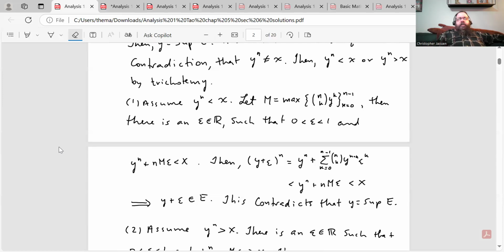Then there is an epsilon in R such that epsilon is strictly between 0 and 1, and y to the n plus n m epsilon is less than x. We can do that by the Archimedean property. Then y plus epsilon to the n by the binomial theorem is given by y to the n plus summation k going from 0 to n minus 1, n choose k, y to the n minus k, epsilon to the k.